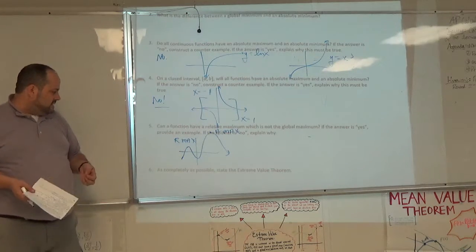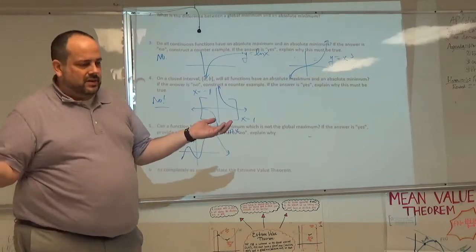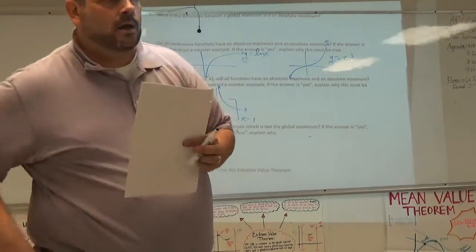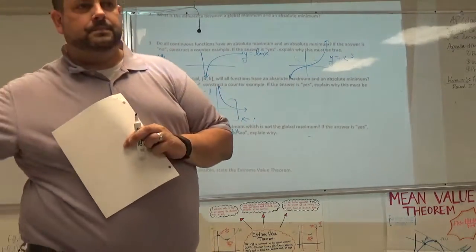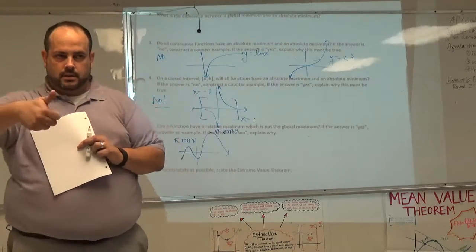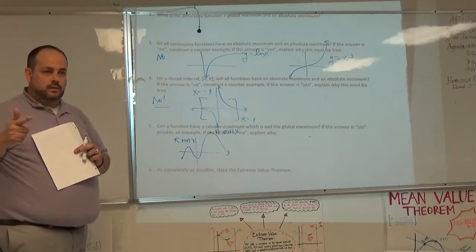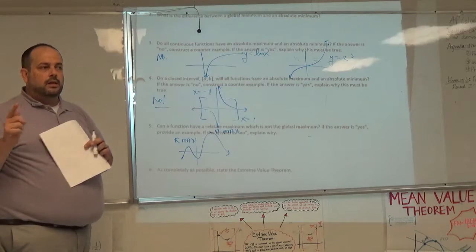And then number 6, as completely as possible, state the extreme value theorem. Aaron, land the plane here. The EVT states that all continuous functions over a closed interval will have an absolute minimum and maximum. Everybody okay with that?